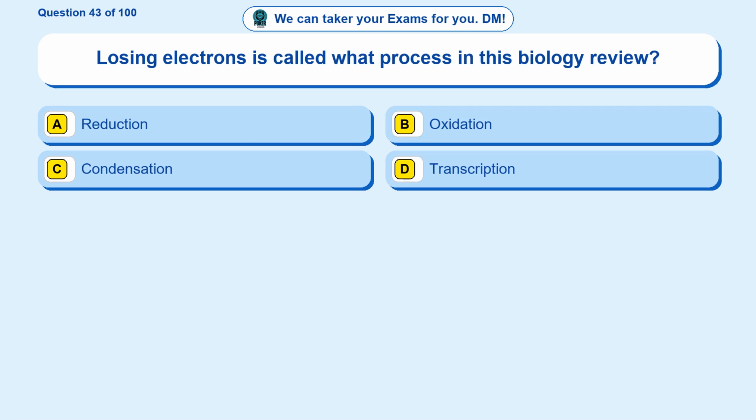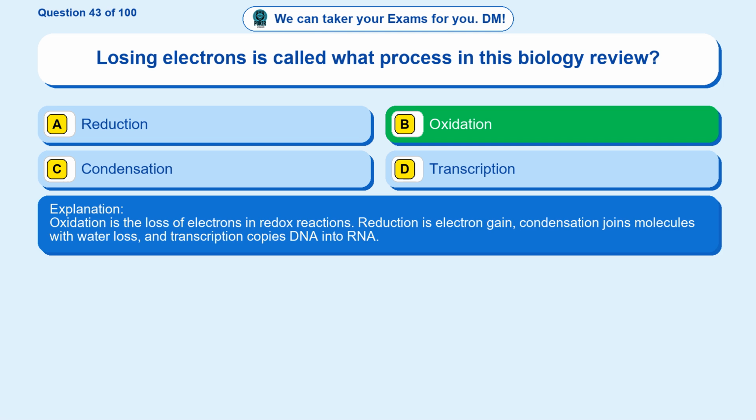Question 43. Losing electrons is called what process in this biology review? Option A, reduction. Option B, oxidation. Option C, condensation. Option D, transcription. The correct answer is option B, oxidation.